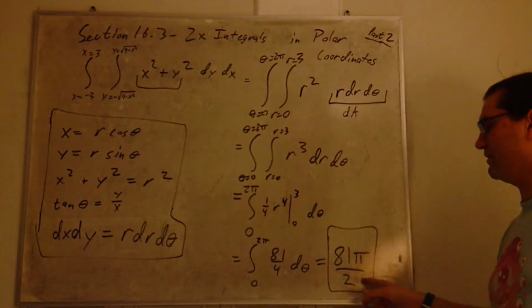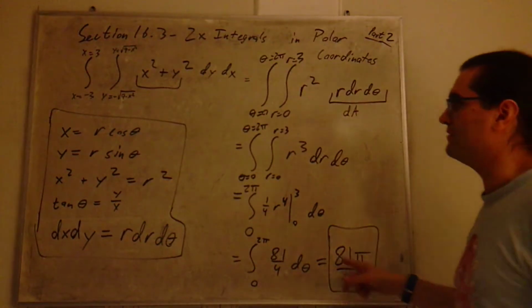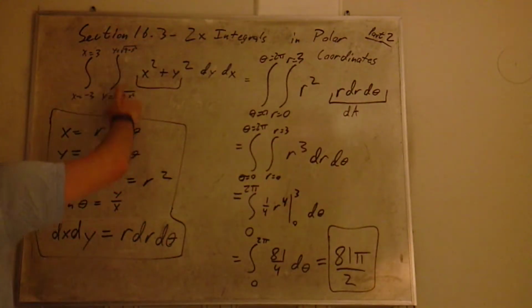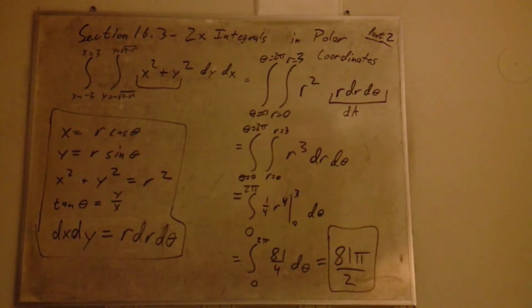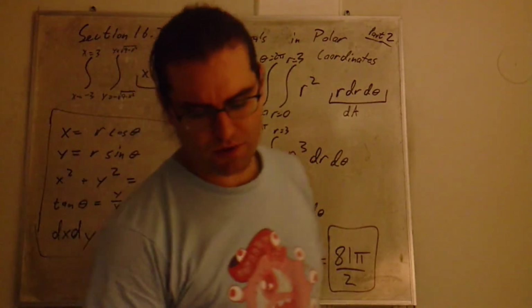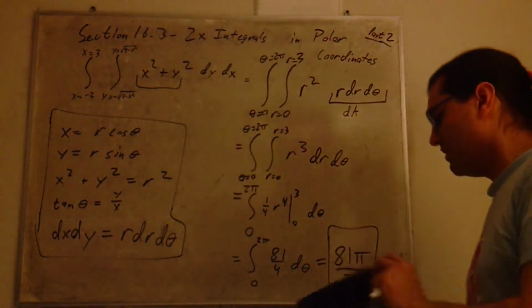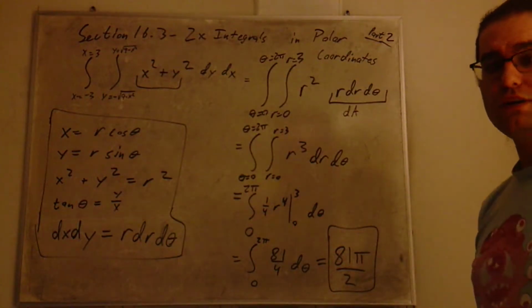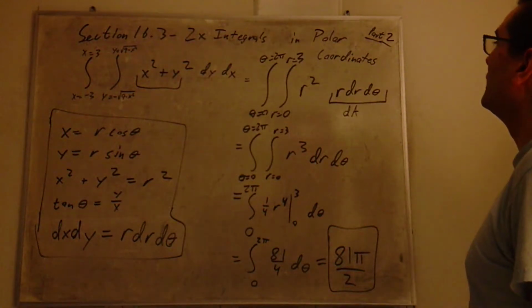Imagine trying to get 81 pi halves out of these square roots. Like, where's the pi going to come from? I think the only way to do this in rectangular coordinates involves an inordinate number of arc sine trig substitutions. And no one wants those because no one likes those. So we're just going to do it in polar coordinates instead, and it's going to be really nice.